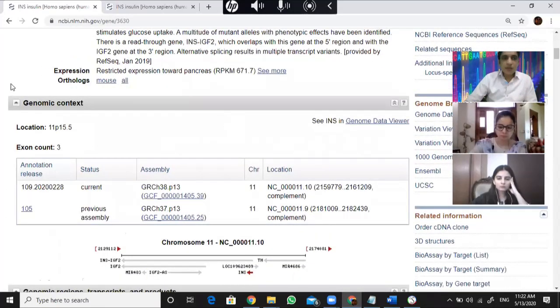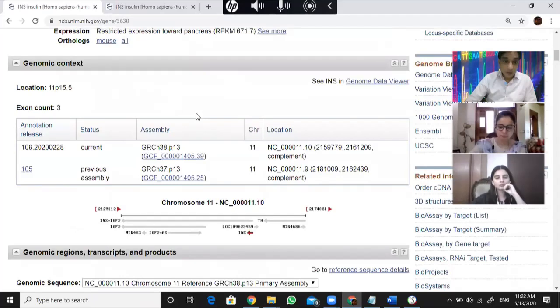Then there exists the genomic context, that is, where that insulin is located on our chromosome. Which chromosome is it on? Where exactly it is located, from where it starts, from where it ends. The genomic context of that insulin is here. It is chromosome number 11, NC, and then the code. That code is dedicated for the address of that insulin in the human chromosome.